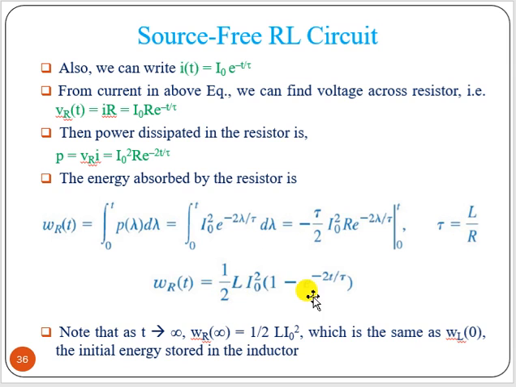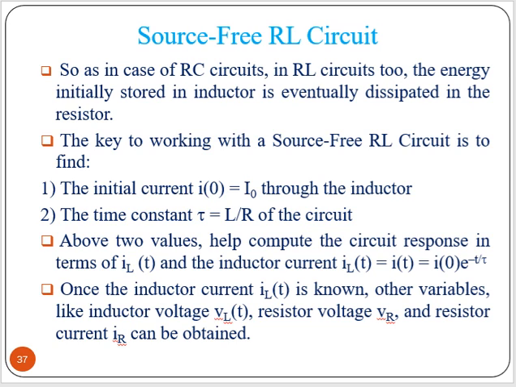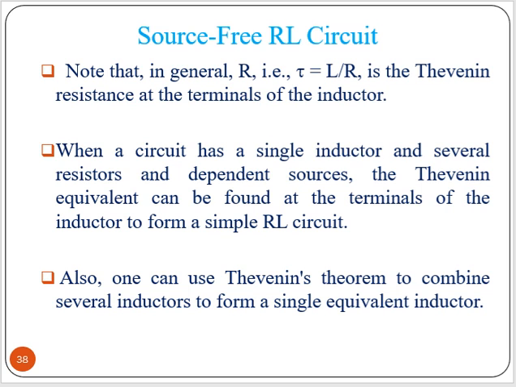Now in this case, if we put t equal to infinity, this term becomes 0. So the energy is nothing but half L i square. That is the initial energy stored in the inductor. So we have to solve this circuit the same way that we solved the RC circuit. Here you have to remember tau is L by R.